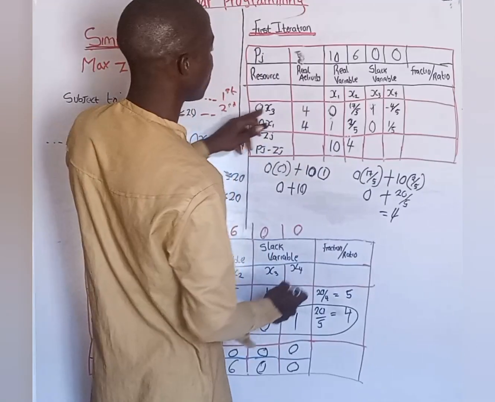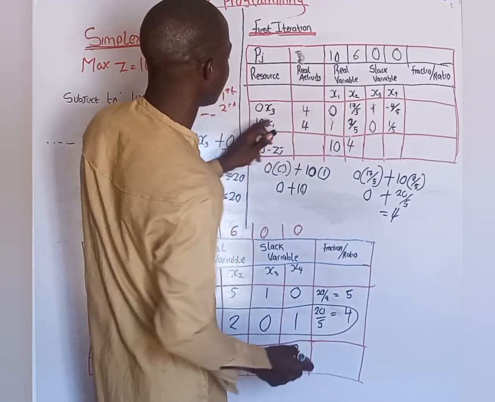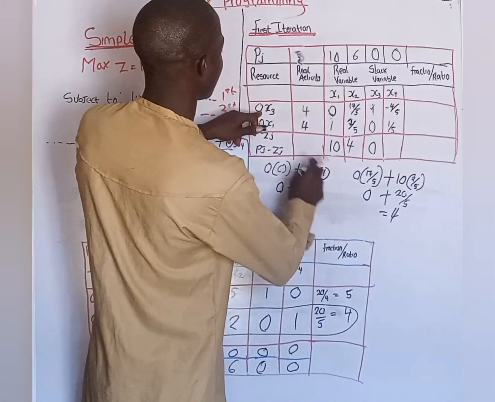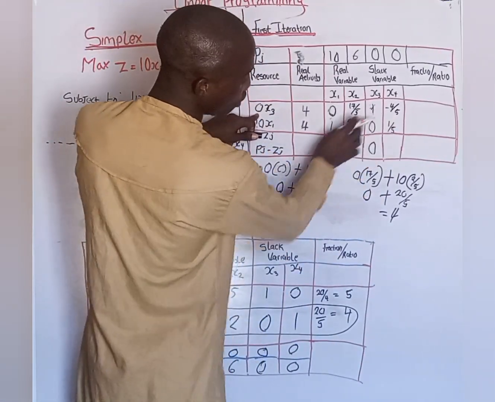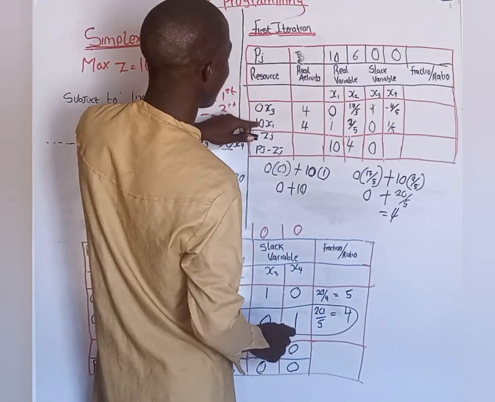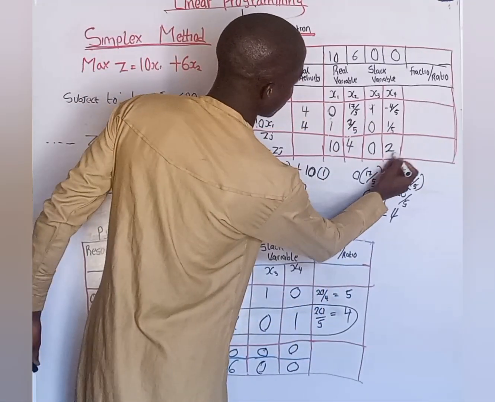Now let's proceed to get the value of zj of this column. 0 multiplied by 1 will give me 0. 10 multiplied by 0 will give me 0. So this value of zj is 0. Then to get the value of the zj of this column also, 0 multiplied by 4 will give me 0, while 10 multiplied by 1 over 5 will give me 10 over 5, which is equal to 2.